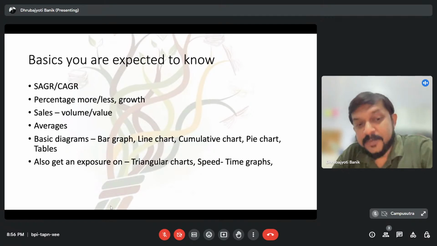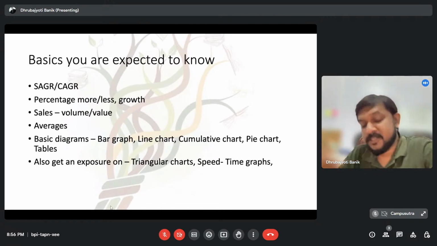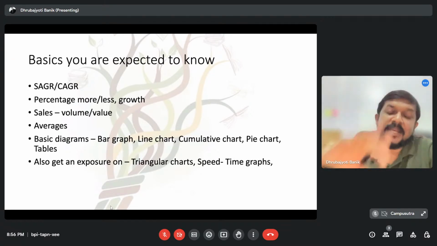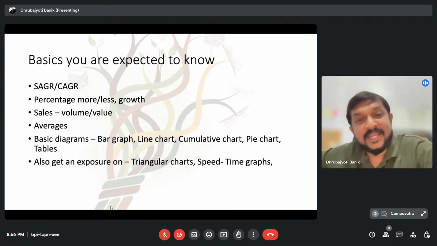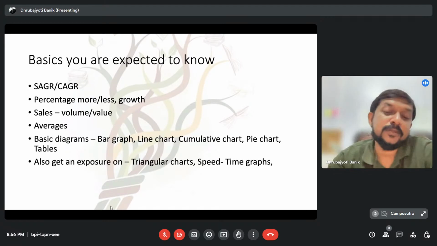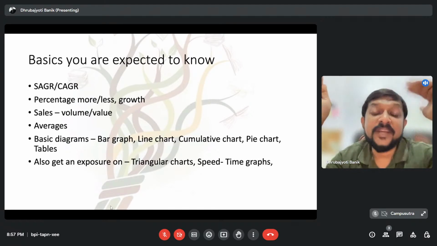From previous years' papers, get an exposure to something called triangular charts, and a very, very common question that comes is speed time graphs. Okay. The general question is that on the horizontal coordinate of the graph, hours is given, like what was the speed after 1 hour, after 2 hours, after 3 hours, and on the vertical coordinate they give you the different speeds.